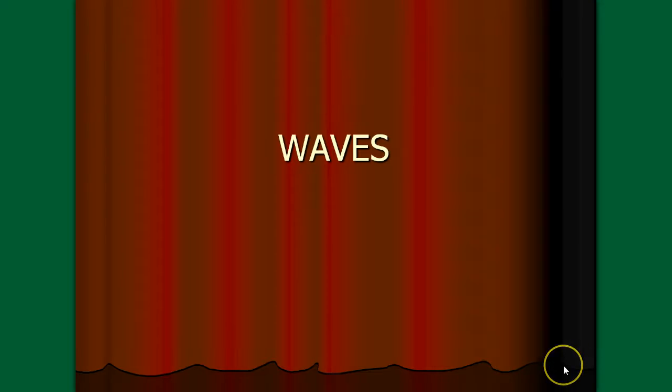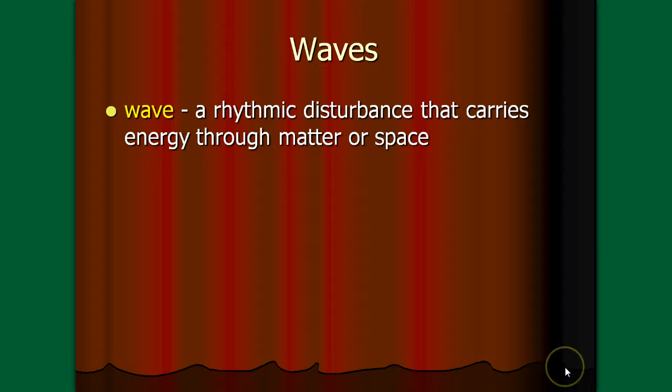Here we go. Waves. First of all, a wave can be simply described as a rhythmic disturbance that carries energy through matter or space. Keep in mind, you might want to notice that waves can go through empty space, or there can be matter there. In other words, you can have a wave that goes through a vacuum. Certain types of waves, not all types of waves, will go through a vacuum.